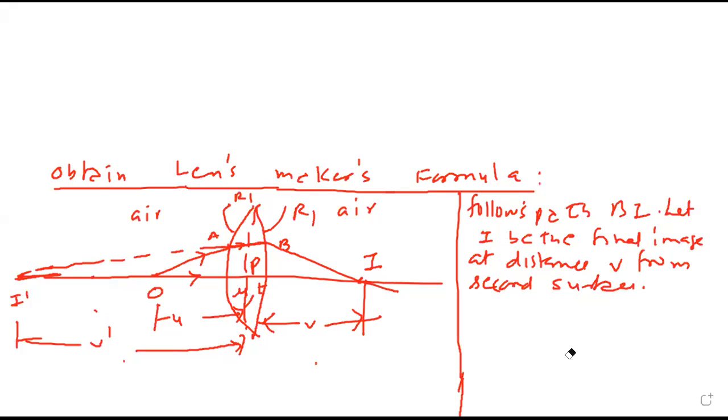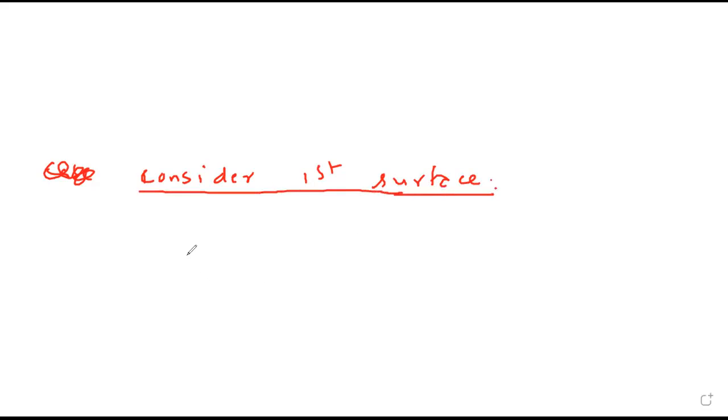Done, sir. Consider first surface. For first surface, object is at distance U, image is V dash. Mu1 is air where object is placed. Mu2 is mu because ray after refraction becomes AB. And radius of curvature R is R1 for first surface.